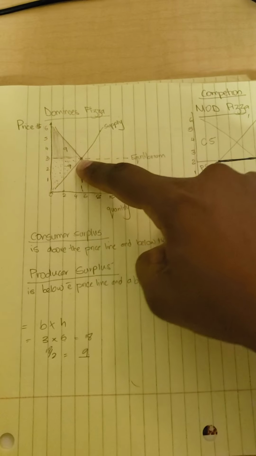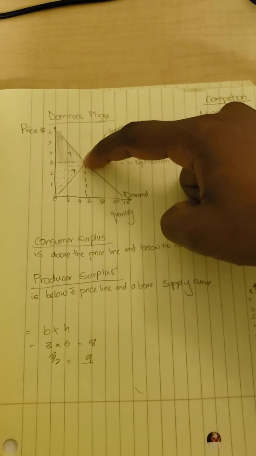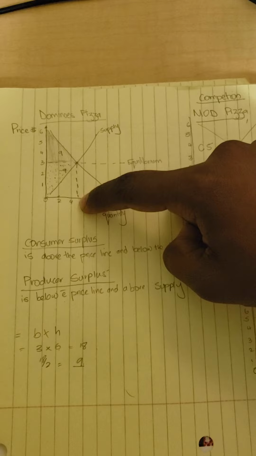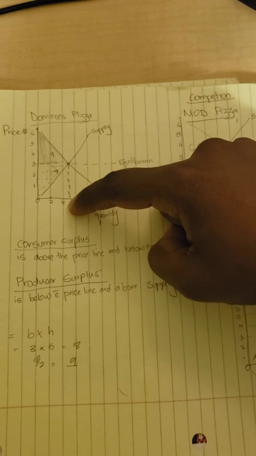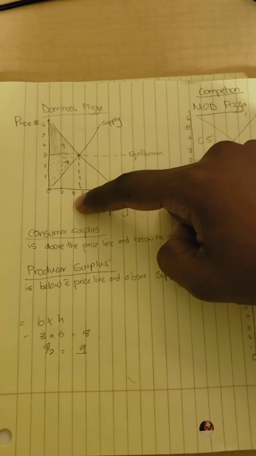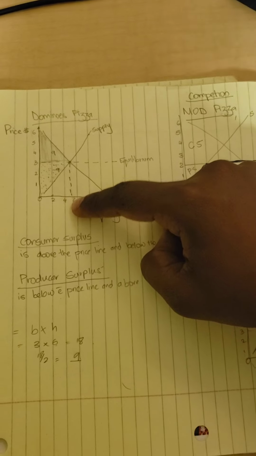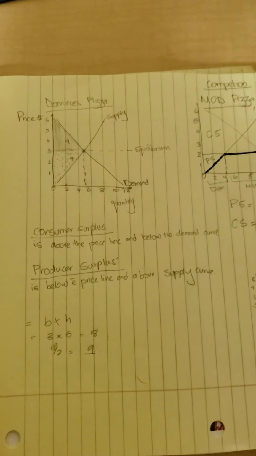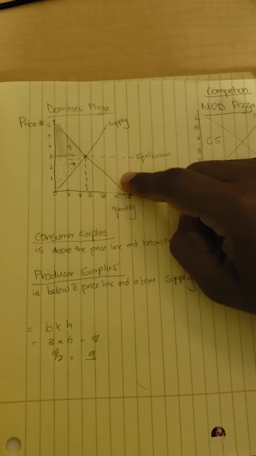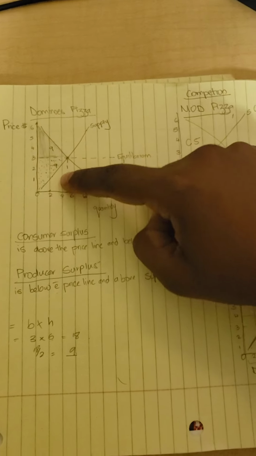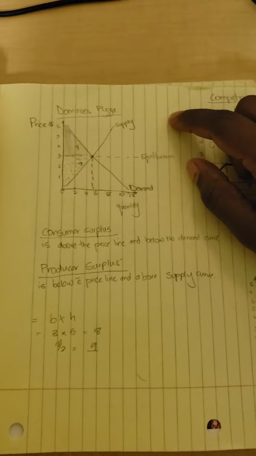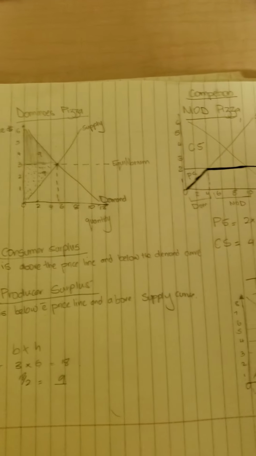So you look at that, and the base of that is 3. And then you go down to see the quantity. The height of that is 6. So 3 times 6, then you divide that by 2. That is 9. And there you go, 9 and 9, and that is the consumer and the producer surplus.